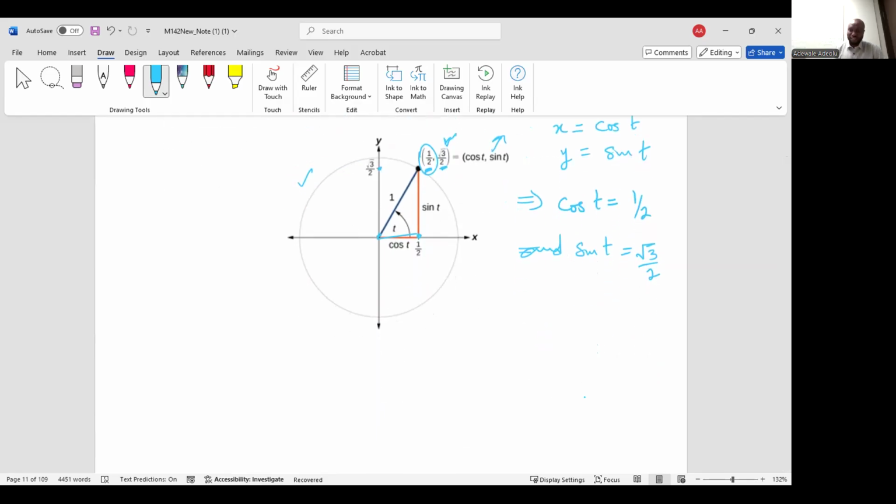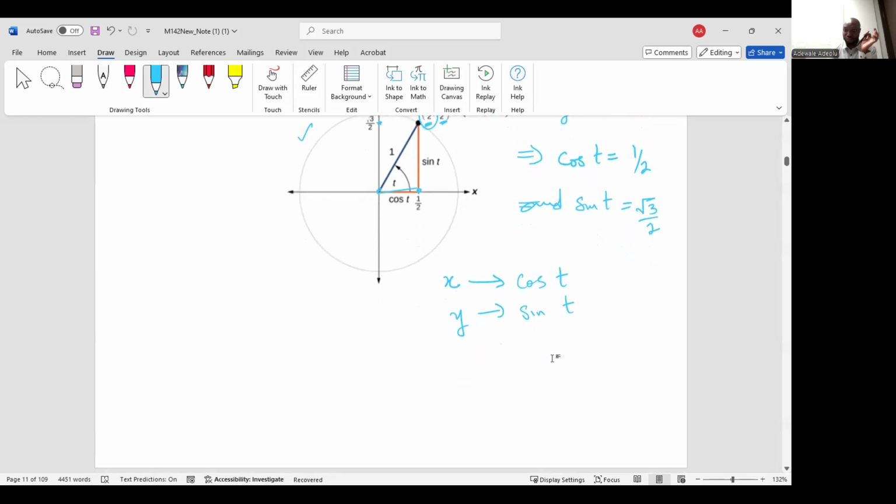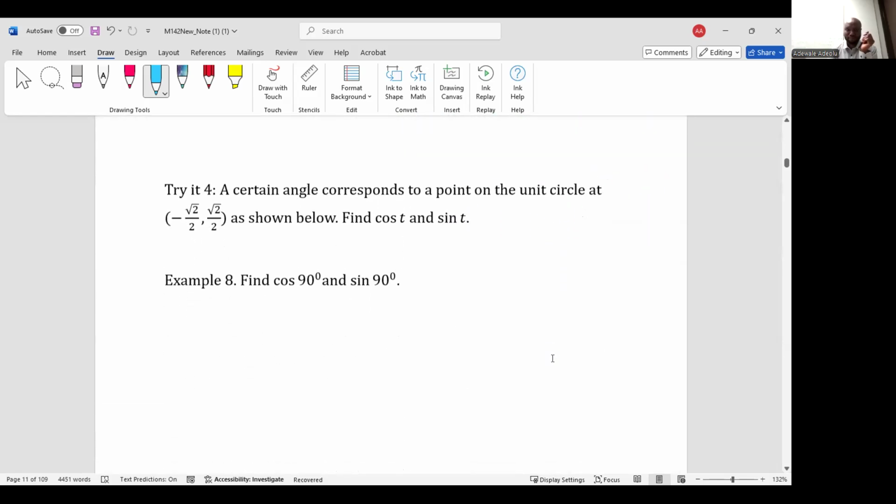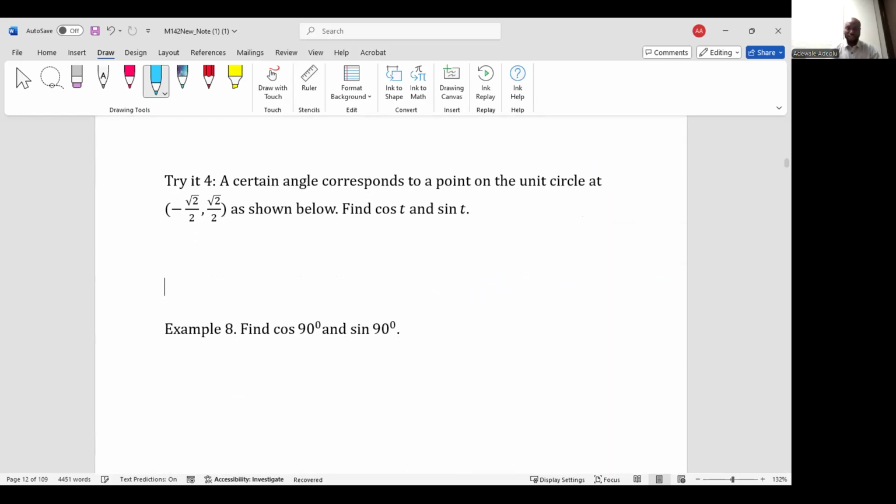The most important thing here is just know that your x, the first component, is the cosine of that radian angle, and y is the sine of that radian angle. That is the most important thing to learn here. Okay, why don't you pause this video and try this by yourself?